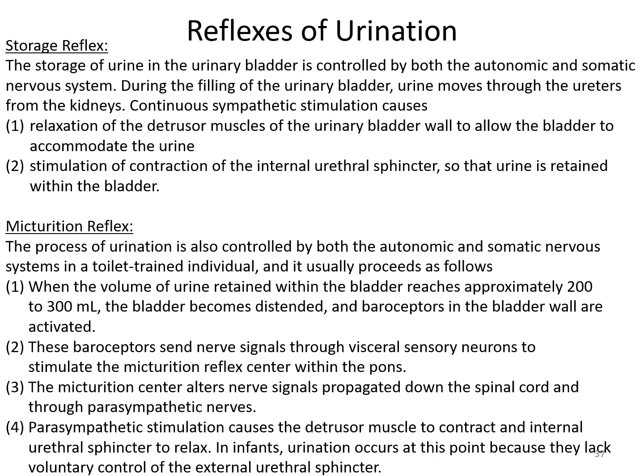If you're talking about an adult individual or an older child that's already potty trained, then there's that added component where you have to have the somatic nervous system relax that external urethral sphincter in order for urination to happen.